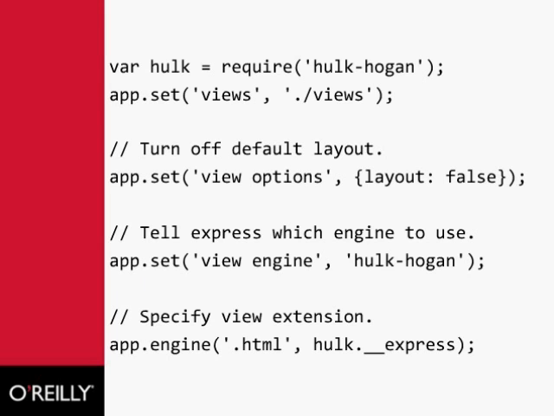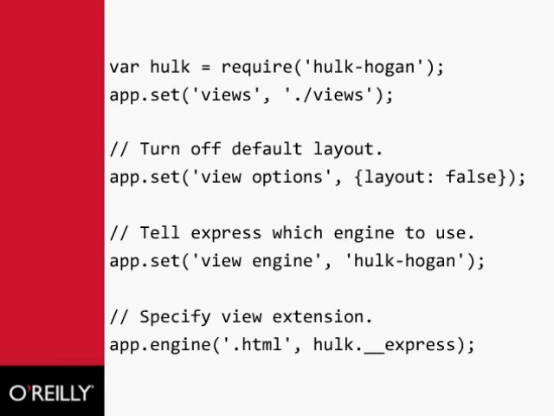Tell Express which engine to use. So you just imported your engine. Now you've got to tell Express, use this engine. So app.set view engine. And then in this case, we're using Hogan to get Mustache templates. And then specify your view extension. So I'm using .html as my view extension and just keeping them in the views directory. And you can use whatever extension you want, but try to use one that's commonly used so it's not confusing for other users.